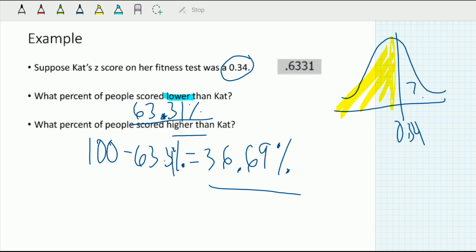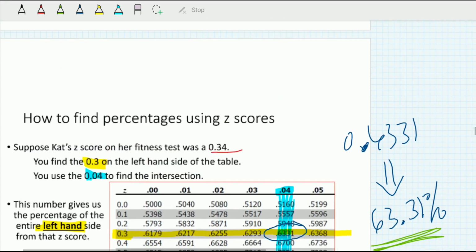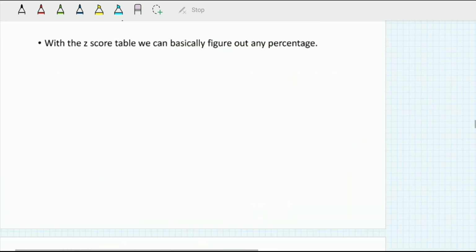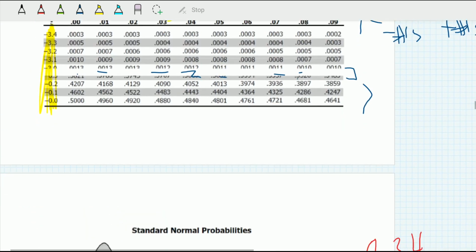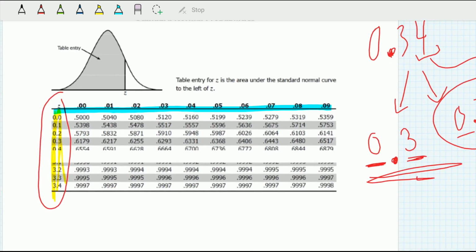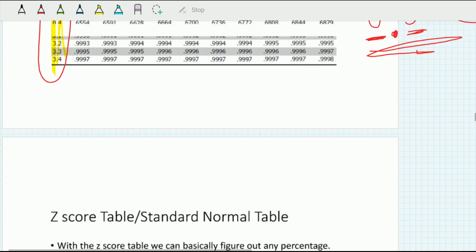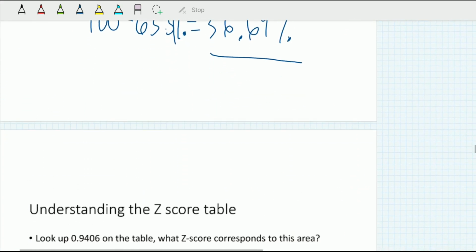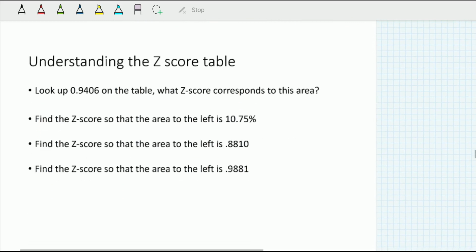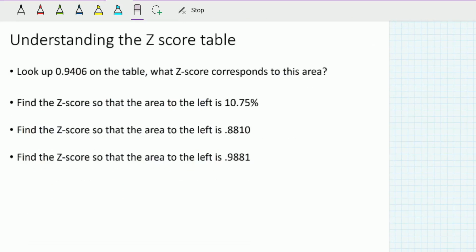So really the biggest thing for this is just learning how to read the z-score table. It's called the standard normal probabilities table or whatever. It's broken up into the negatives and the positives, and then you just have to always use two decimal places. That's the biggest thing, okay? So let me go ahead with the next example and see if you can figure out how to do this. Okay, so I hope you gave these a try.